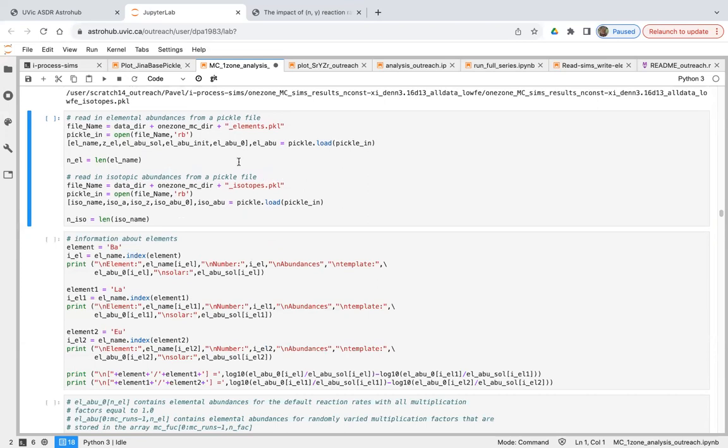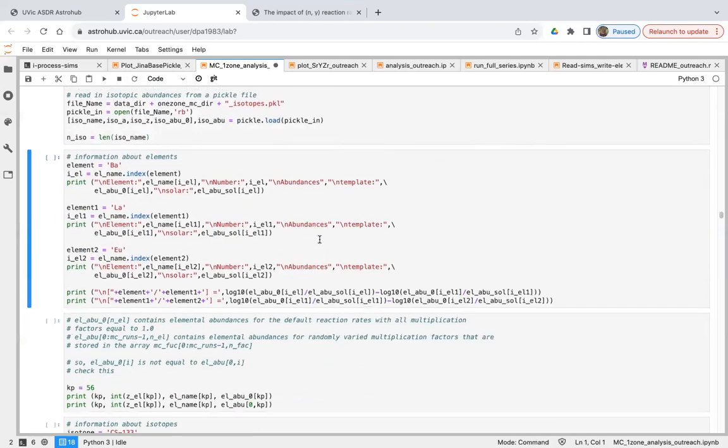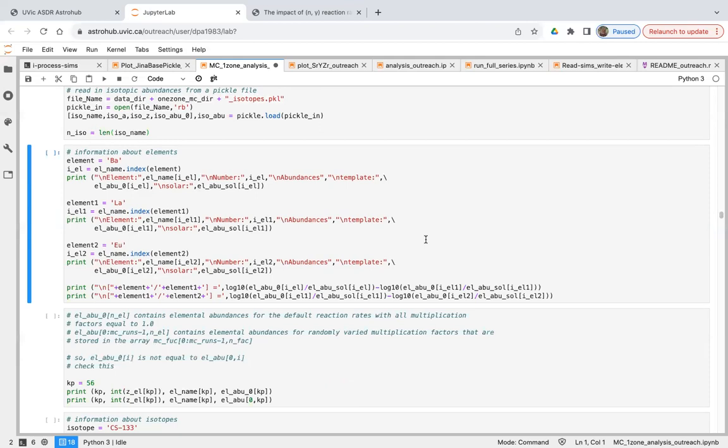And here I read both elemental and isotopic abundances from a pickle file. So if such a pickle file already exists, then I don't have to execute the previous cells where I read those abundances. I can go directly here, and then it's much faster. So now we have read elemental and isotopic abundances, and there are here some functions that are illustrated in the next cell.